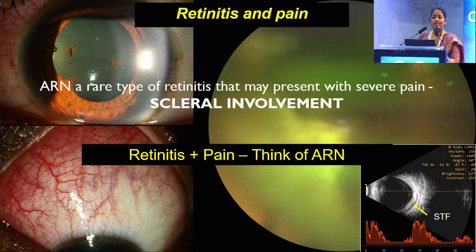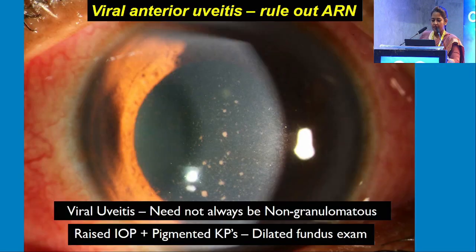Now, because of the scleritis, the scleral involvement could be anterior or posterior. ARN is a rare type of retinitis that will present with pain. So any patient you are seeing who has a retinitis and also has pain, that is likely acute retinal necrosis.